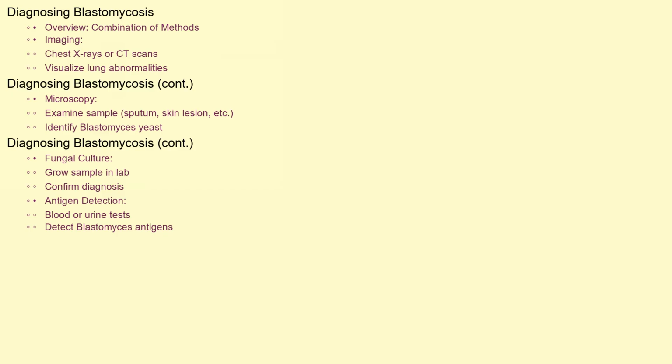Diagnosing blastomycosis typically involves a combination of methods. Chest X-rays or CT scans can help visualize lung abnormalities. A sample of sputum, skin lesion, or other affected tissue can be examined under a microscope to identify the blastomyces yeast cells. A fungal culture, where the sample is grown in a lab, can confirm the diagnosis. Blood or urine tests can also detect blastomyces antigens, substances that trigger an immune response.